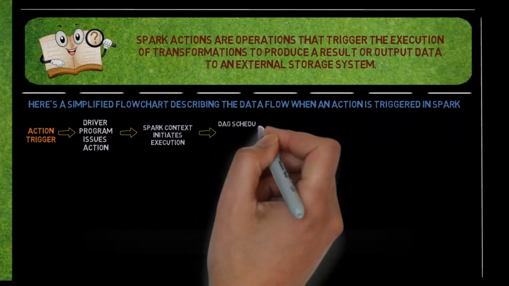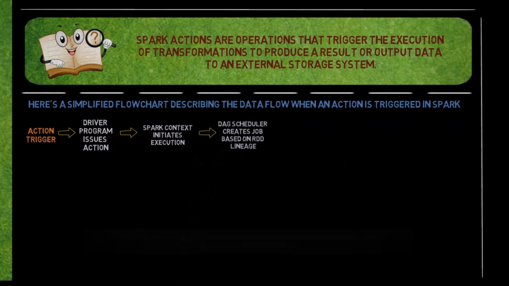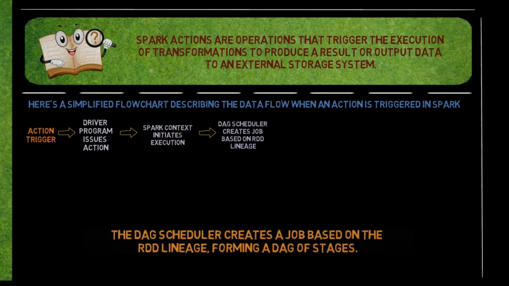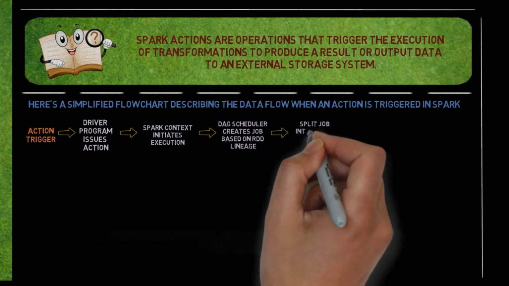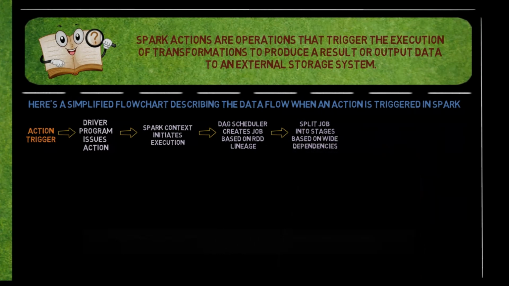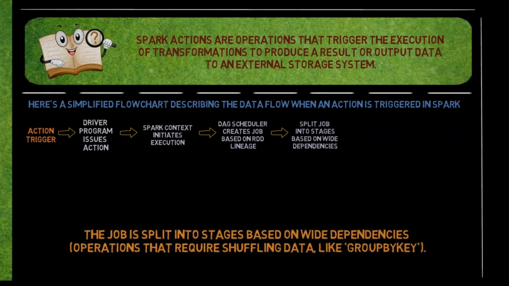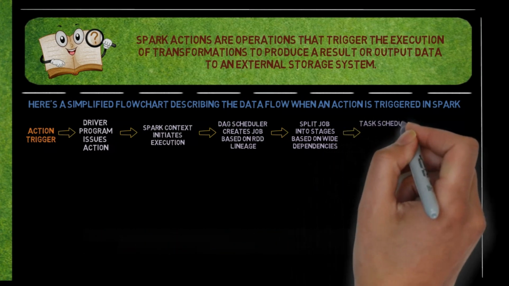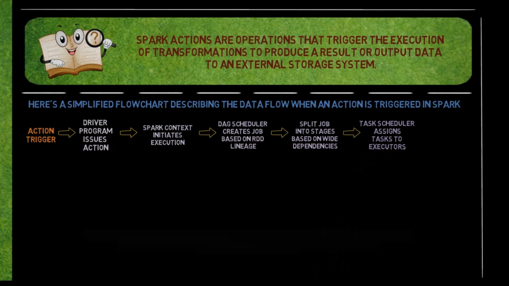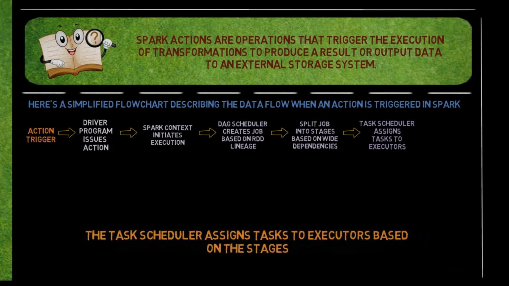DAG scheduler creates job. The DAG scheduler creates a job based on the RDD lineage, forming a DAG of stages. Split job into stages. The job is split into stages based on wide dependencies, operations that require shuffling data, like group by key. Task scheduler assigns tasks. The task scheduler assigns tasks to executors based on the stages.